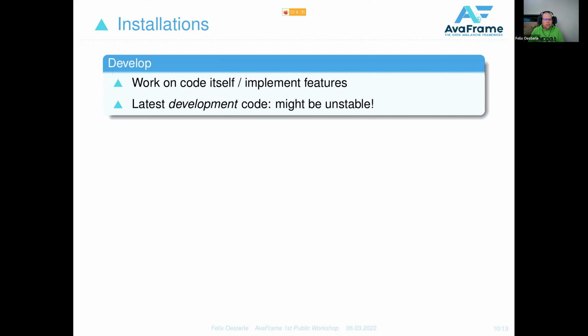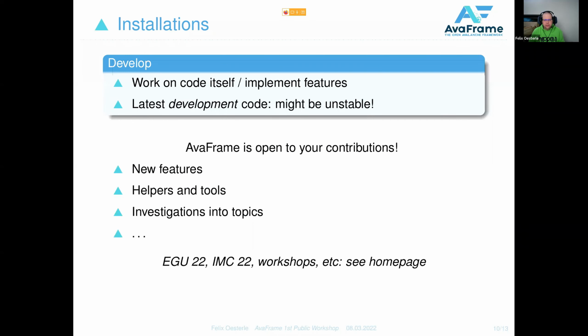This is the one you can use if you want to work on code itself, or if you want to implement features. And this is always going to be the latest development code. So it might be unstable and things might break. So be aware of that, which we will announce, but you can't say that.